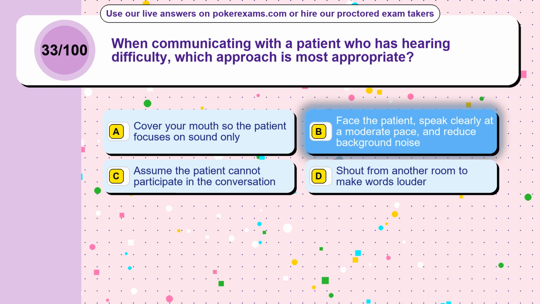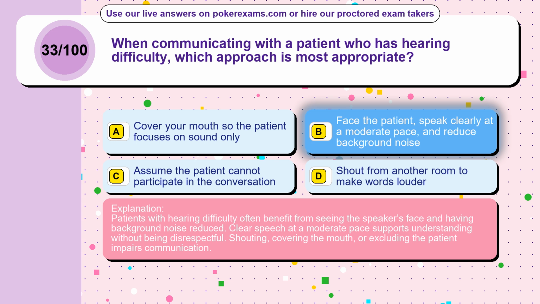The correct answer is option B. Face the patient, speak clearly at a moderate pace, and reduce background noise. Patients with hearing difficulty often benefit from seeing the speaker's face and having background noise reduced. Clear speech at a moderate pace supports understanding without being disrespectful. Shouting, covering the mouth, or excluding the patient impairs communication.